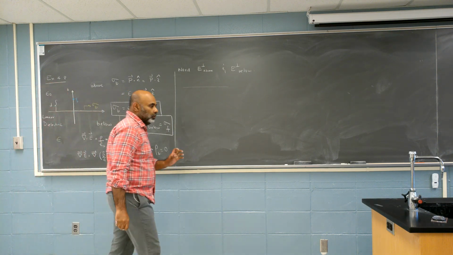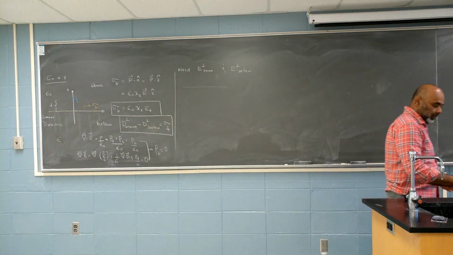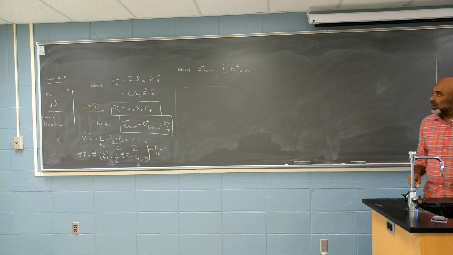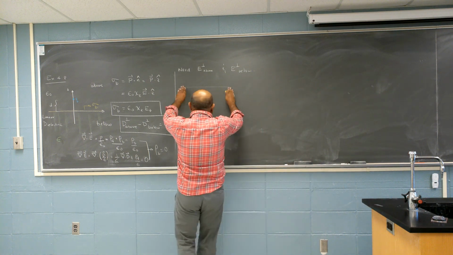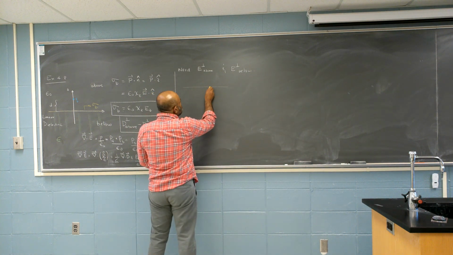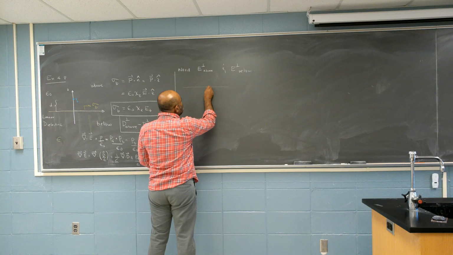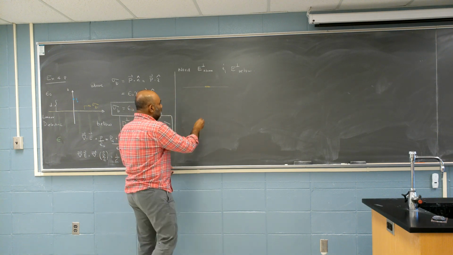So what I'm going to do is look, I know there's a sigma bound here. I'm going to break this into 2 regions. I'm going to make this a small patch, and I'm going to call it the patch.